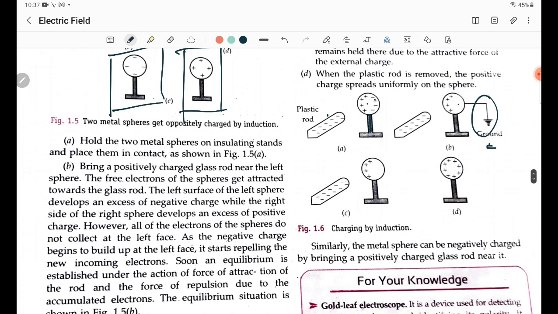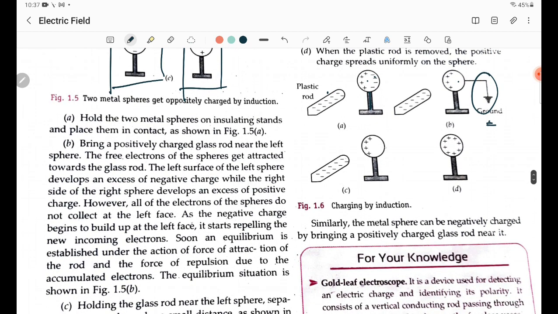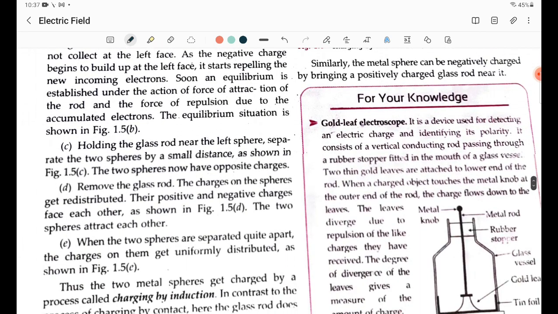Okay, then I am cutting this connection over here, and the plastic rod is in position. Now I will remove the plastic rod. This charge will eventually get distributed throughout the sphere, and the metal sphere is positively charged. So that was our requirement.